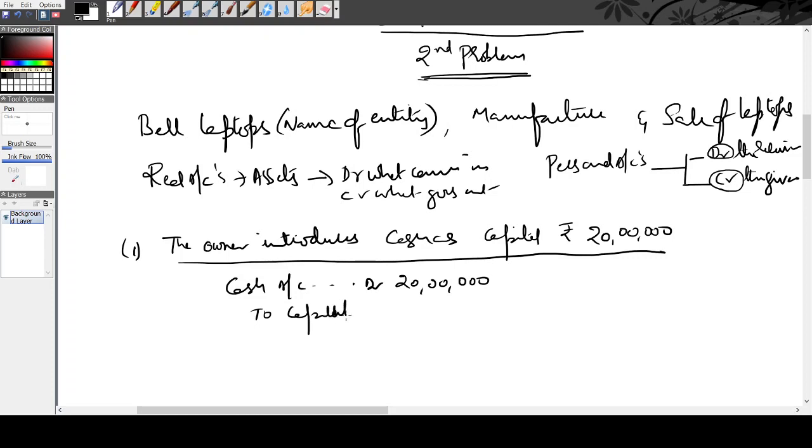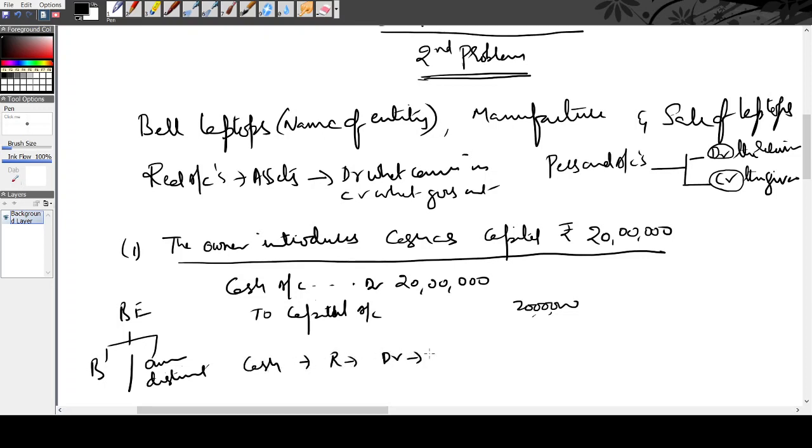This money has been given by the owner to the business, and as you remember, we said we are accountants of the business. We are recording the entries in the books of the business, and as per the business entity concept which we discussed, the business and the owners are distinct. They are two different individuals. So the logic here, I'll write down: cash, real account, debit what comes in.